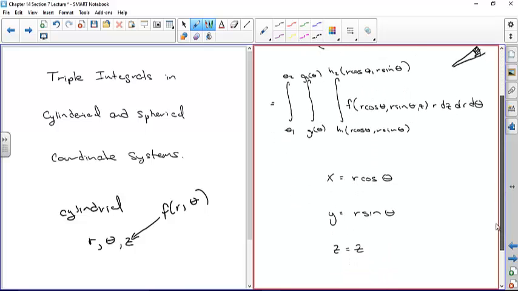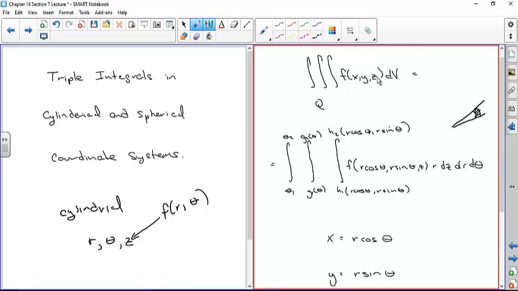So once you've got everything converted, it's really not any different than what we've done in terms of procedure. A lot of times it's just converting from the function in Cartesian coordinates into cylindrical coordinates. It's typically when z is a function of x squared and y squared, and then x squared plus y squared is equal to r squared.